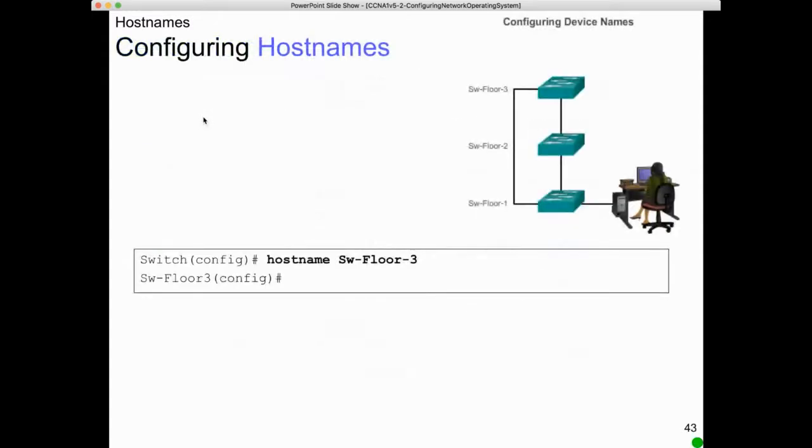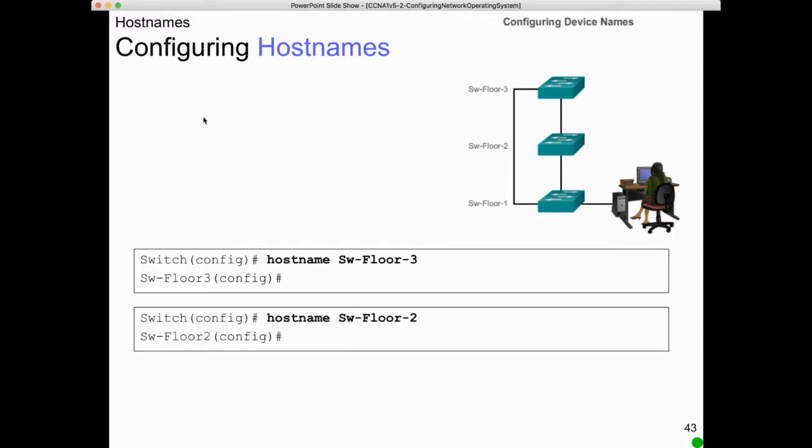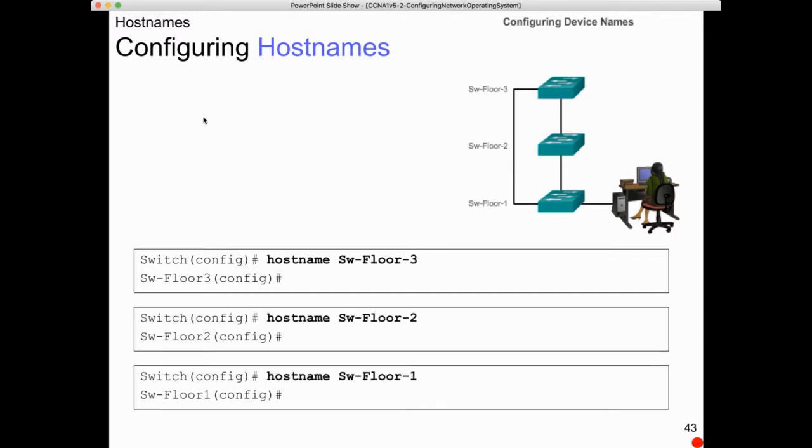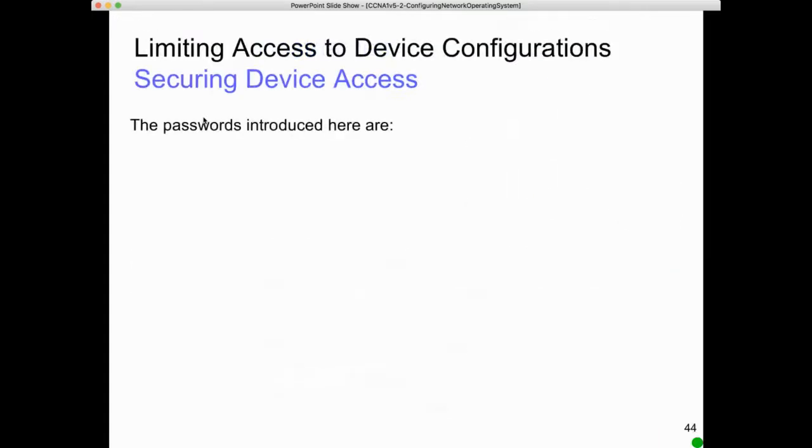So to do this, the lady was logged into the first switch. She typed hostname SW floor 3. She set the host name of that switch on the 3rd floor to be that name so she could recognize it. By default, beforehand, it was the word switch, the default host name. She goes to the switch on the 2nd floor and makes it switch floor 2. She goes to the switch on the 1st floor and makes it switch floor 1. Now she knows which ones they are.